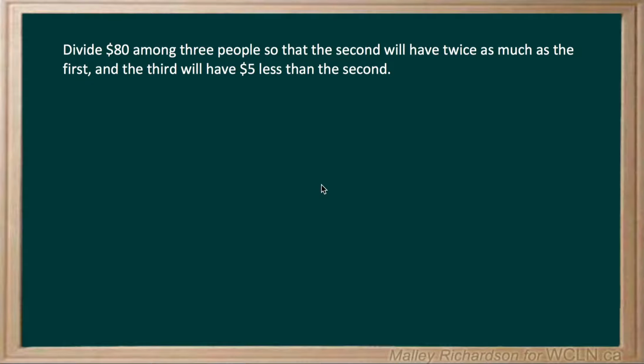Divide $80 among 3 people so that the second will have twice as much as the first and the third will have $5 less than the second. So let's go through our problem and see what we need to find. Well, we have a total of $80 that needs to be divided among a second person, a first person, as well as a third person.